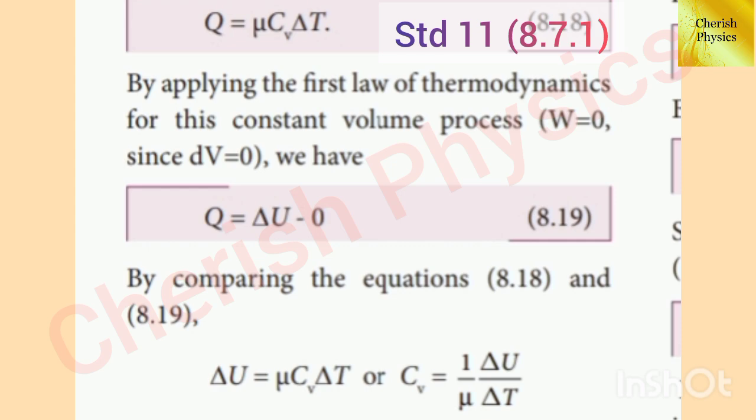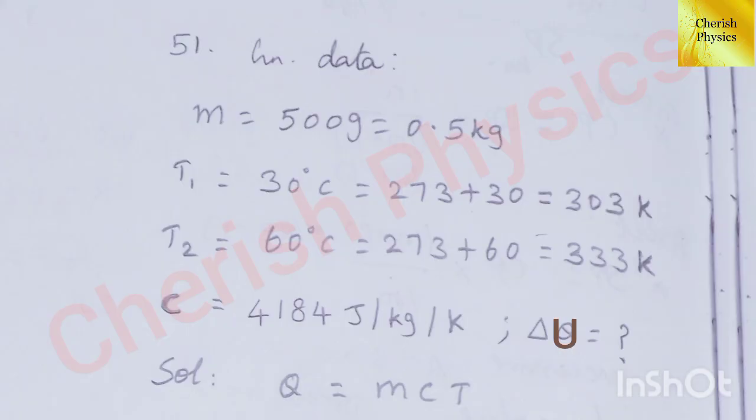The reason I am referencing school textbook is that you need to master them before moving on to the standard degree level books. Given data: m equal to 500 gram, which is equal to 0.5 kilogram, temperature T1 equal to 30 degrees Celsius, which is equal to 303 Kelvin, T2 equal to 60 degrees Celsius, which is equal to 333 Kelvin, C equal to 4184 joule per kilogram per Kelvin.